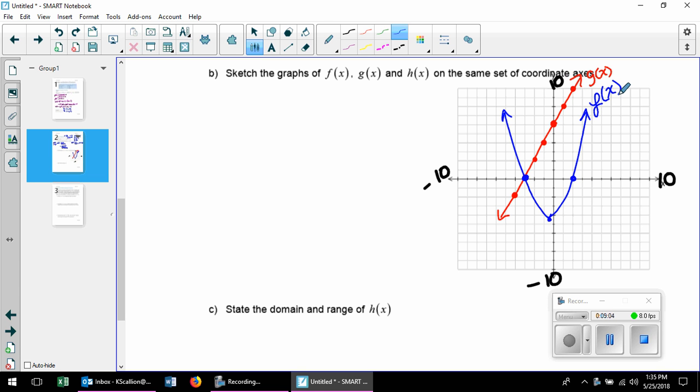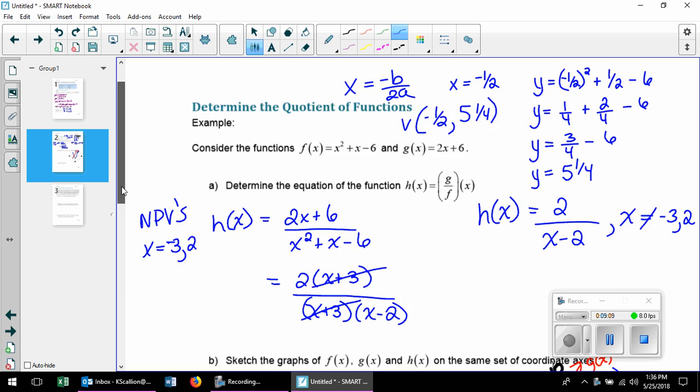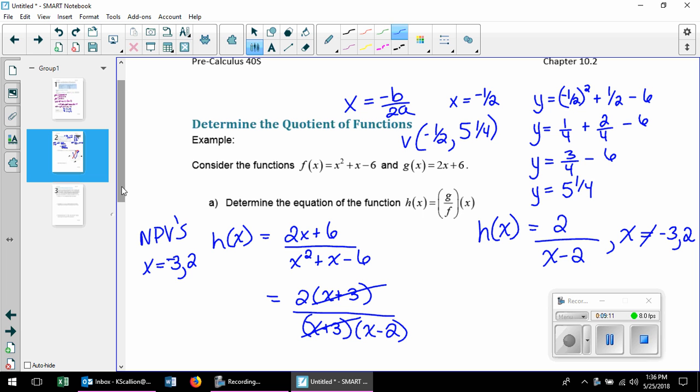Oh, it should be negative 5. I graphed it as negative 5. Shouldn't it be negative a quarter? So what did I do? So that's a fourth, a positive fourth, plus a half, which is 3/4. You're right, that's what I did wrong.